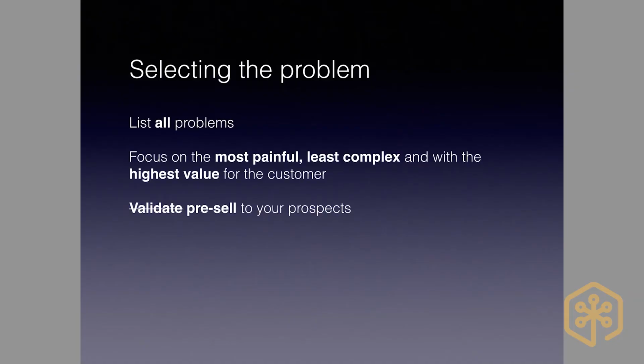Right? So okay, you've talked to the market, you have a couple of problems. What you want to do is list, of course, all those different problems, and you want to focus on the most painful, the least complex, which is the fastest to implement, and also the ones that offer the highest value for the customer. And why? Because the solutions to those kinds of problems are the easiest to sell.